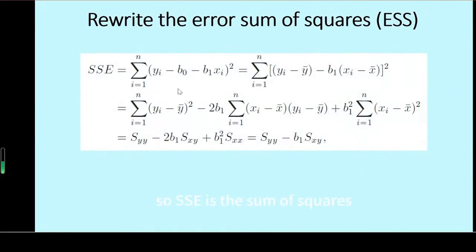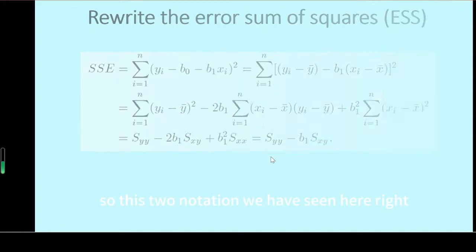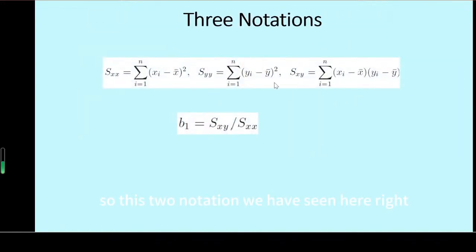So SSE is the sum of the squares of yi minus b0 minus b1 xi. So we take the square, and with the details of the mathematical manipulation, we can get the result that SSE is Syy minus b1 Sxy. So these two notations we have seen here, right?